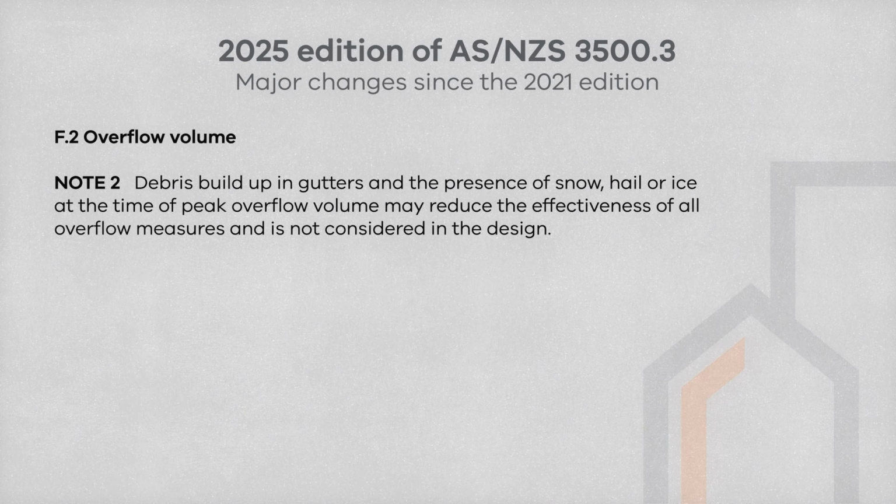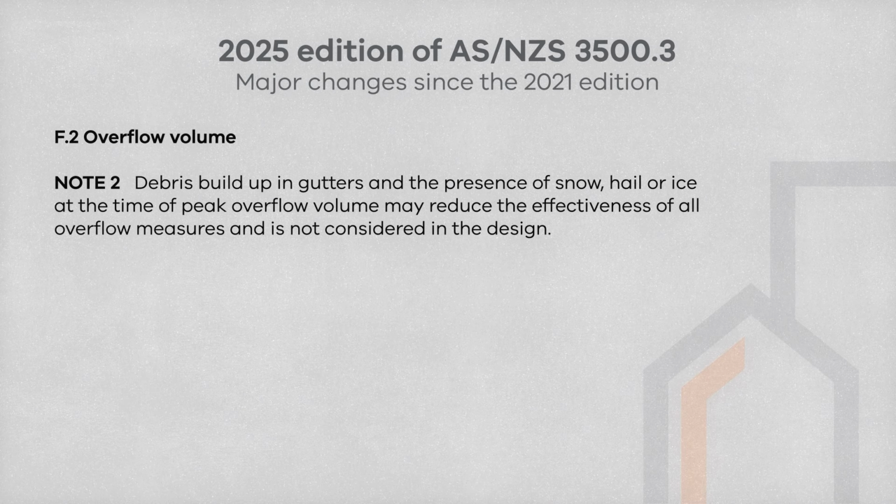Under F.2, Note 2 is important to highlight. The standard clearly states that the overflow design method does not account for the effects of debris buildup or the presence of snow, hail, or ice. This means that even if your design works perfectly under normal rainfall, its performance can be significantly reduced if debris, snow, or ice obstructs the flow path.